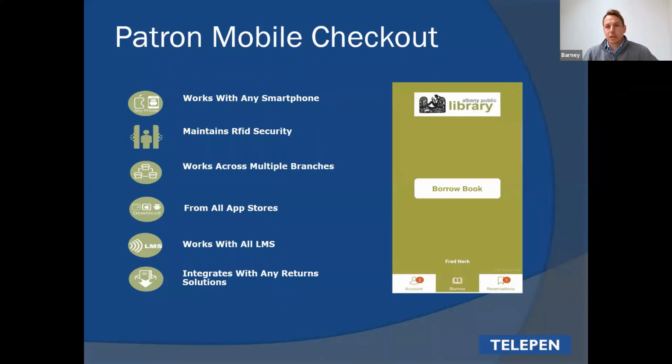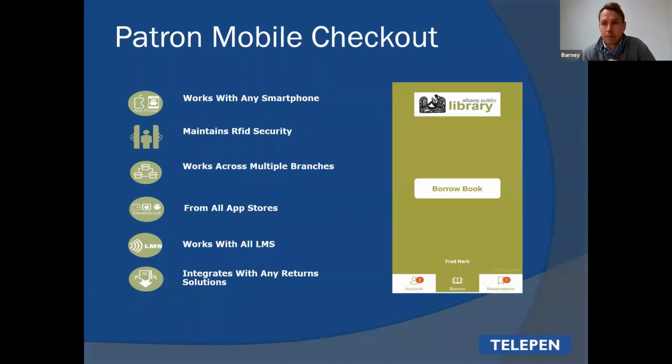And then the Patron mobile checkout. As I say, this is a smartphone application. Students can use it to view their account information and also to borrow items. So it works with any Android or iOS iPhone. It actually uses the smartphone camera to read the barcode within the book, so it's not using RFID to read the RFID tag. It's using the barcode, and then it does something clever, so it maintains the RFID security. So we have to have control over your security gate, but then we know that the item's been checked out via the phone, and it won't alarm on exit.